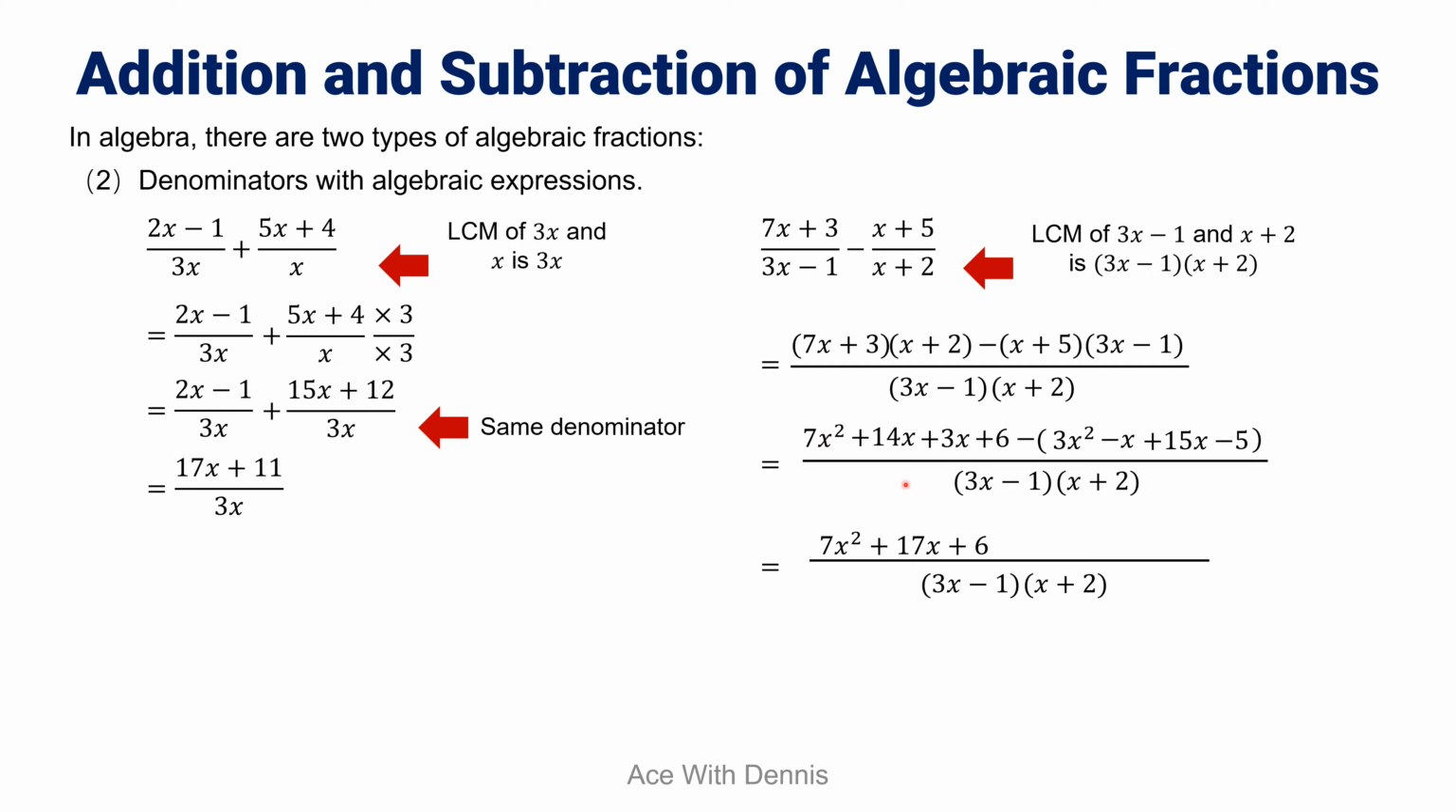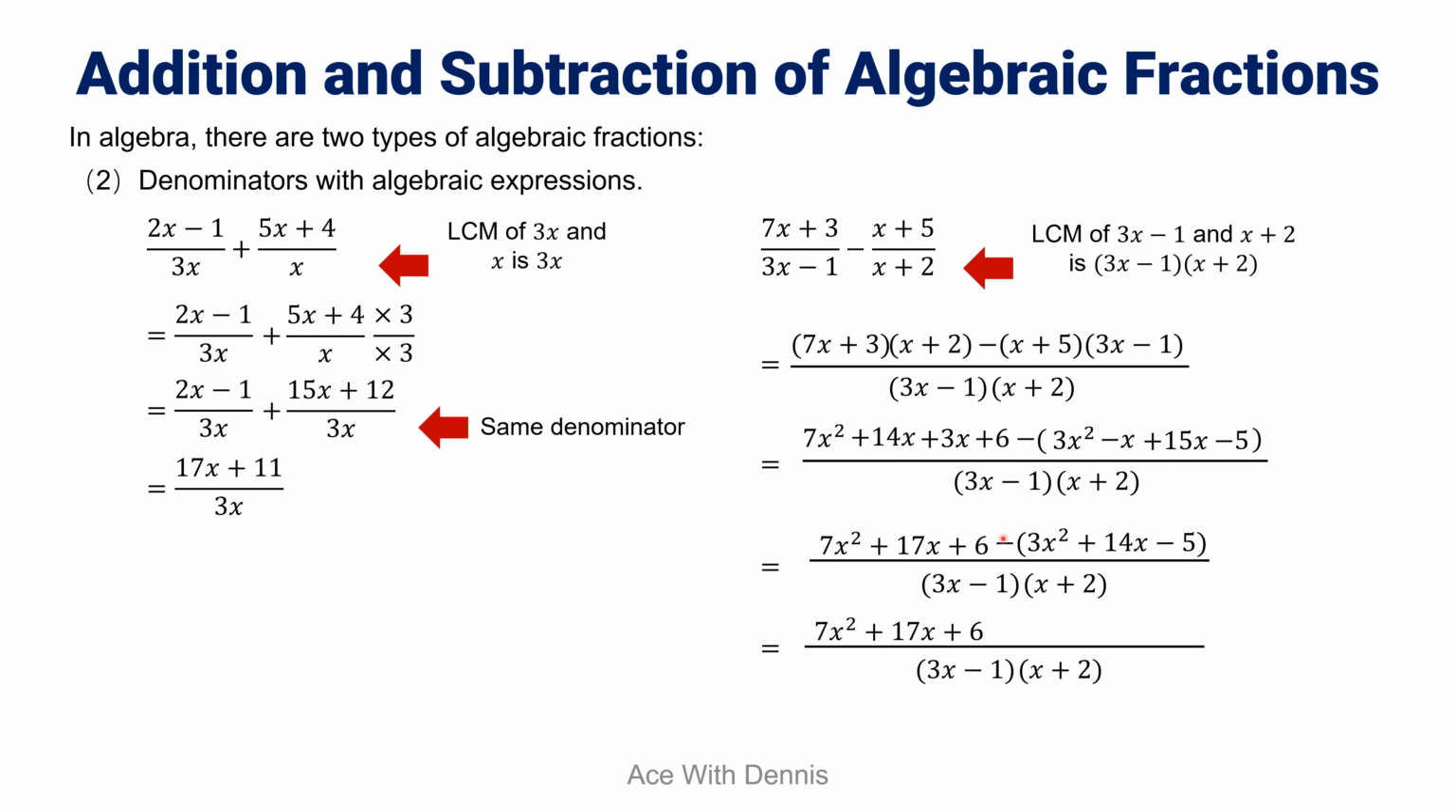So for this one, it will be 7x squared. 14x plus 3x is 17x. Then plus 6. Now we first simplify inside here. We will have 3x squared. Minus x plus 15x is positive 14x. Then minus 5. The next step is to expand this bracket.